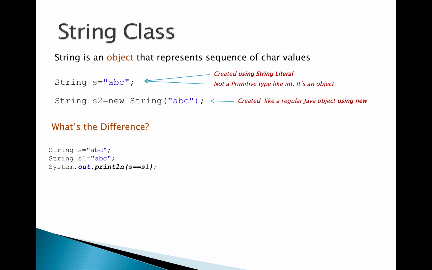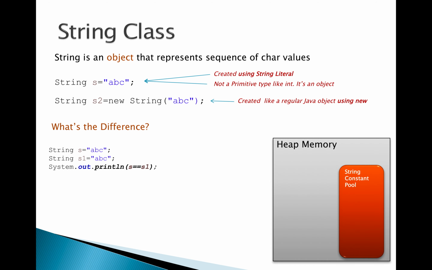Let's see what happens with strings here. Even though string is an object, what's happening with strings here? As I said, string is an object. It's going to be created in the heap memory, right? When you create a string using the literal form, like s is equal to "abc", in this method it is going to get created in a place called the string constant pool. We can also say string literal pool, or a string pool.